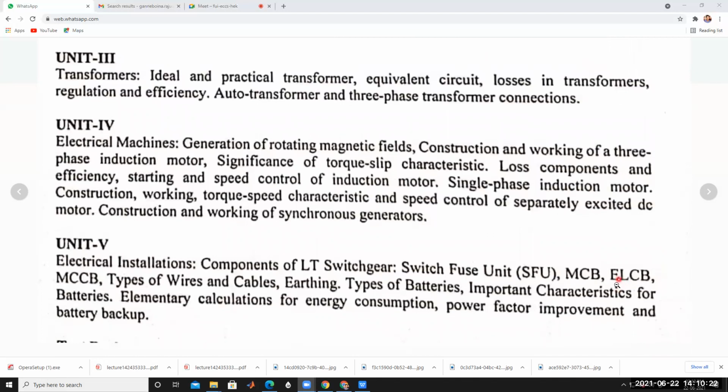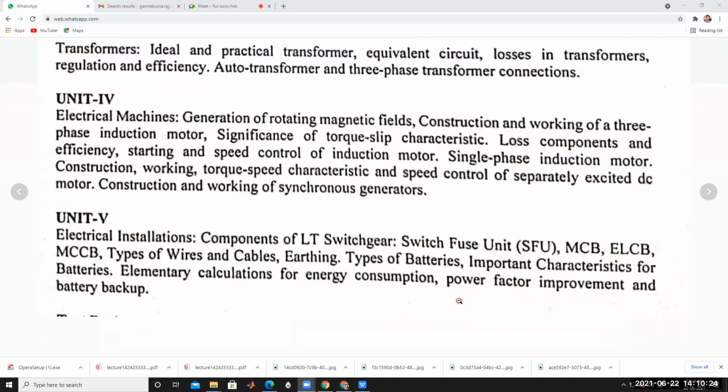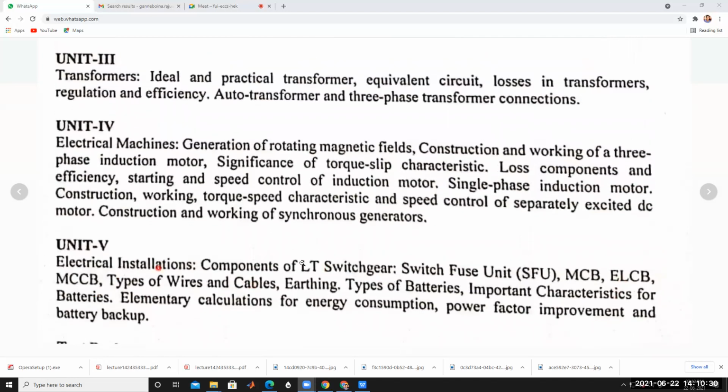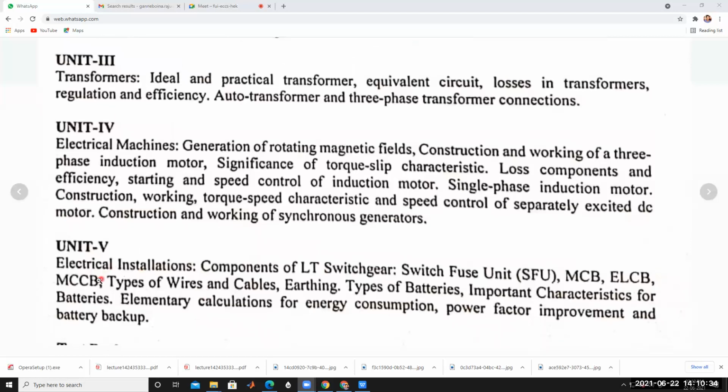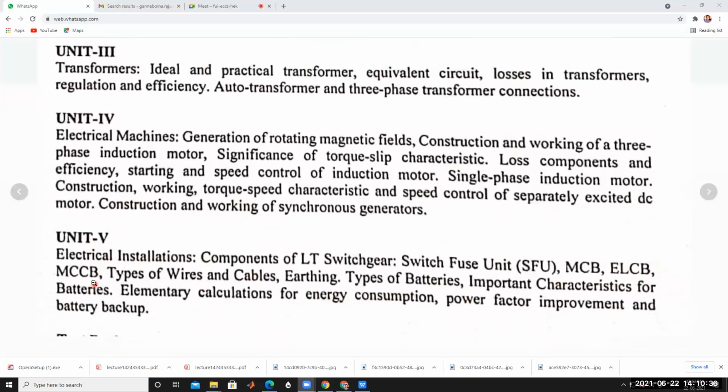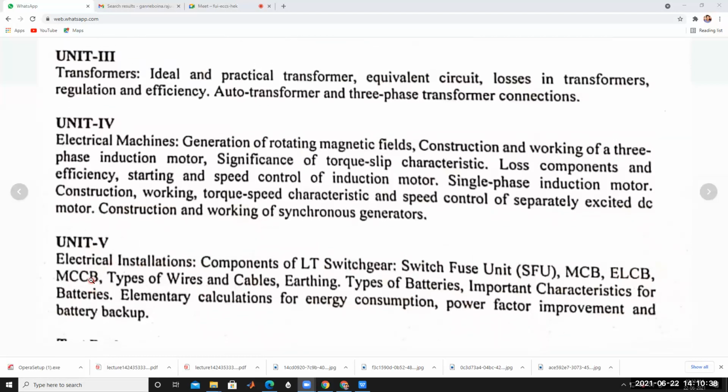And then MCCB is also one type of circuit breaker, the molded case circuit breaker. MCB is called miniature circuit breaker, and MCCB is called molded case circuit breaker. This is also used for short circuit and overload protection.